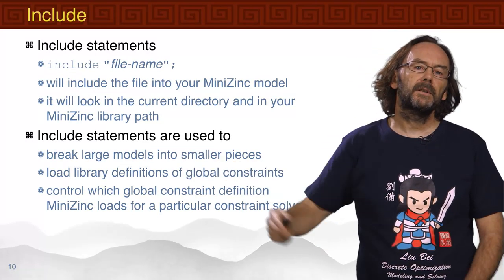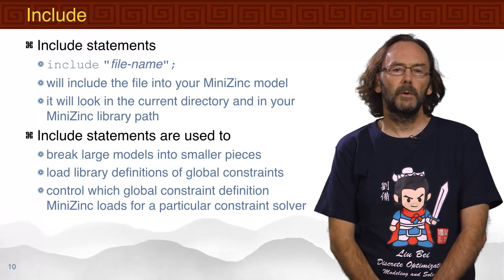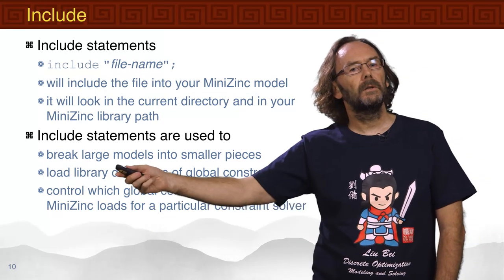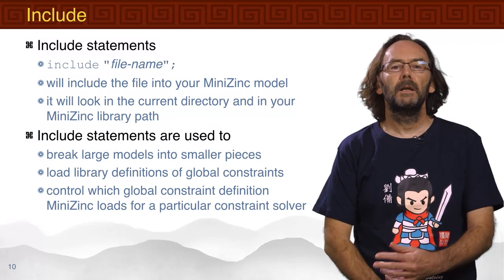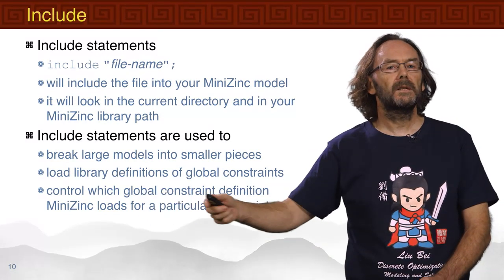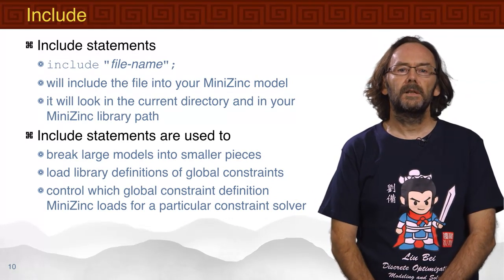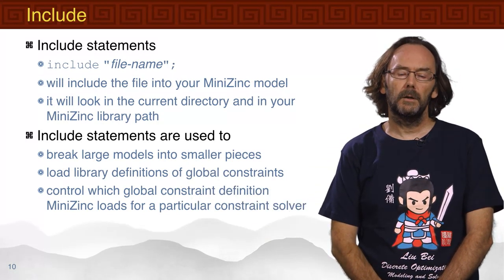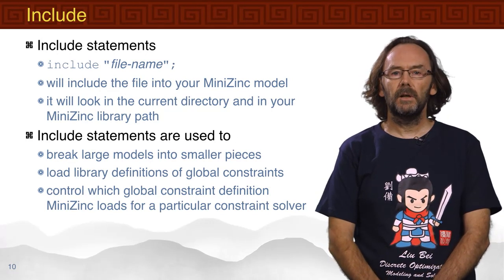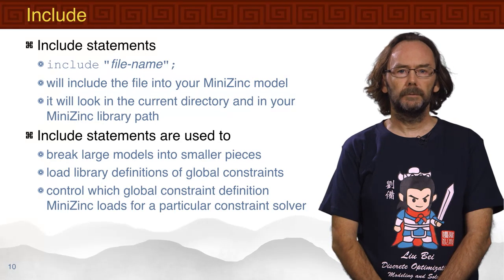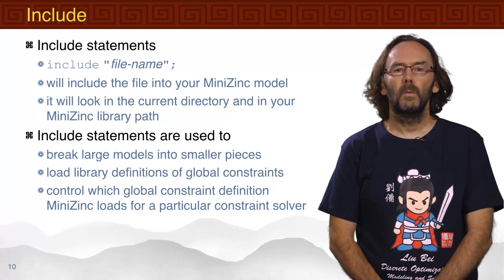Include statements allow us to break larger models into small pieces, although we won't do so much of that during this course, but when you're building large real-world models, it's very useful. It allows you to load library definitions of global constraints, and that's what we're doing here. We're loading a library definition of the all different constraint into our model. The nice thing about this is that the global constraint definition we load will be different depending on which solver you choose to use. This is one of the key things that global constraints allow us to do, give a version of the constraint which is specialized for the particular solver we're going to use for running the model. So even though we write the model with one all different, different solvers may see a different way of representing that all different.